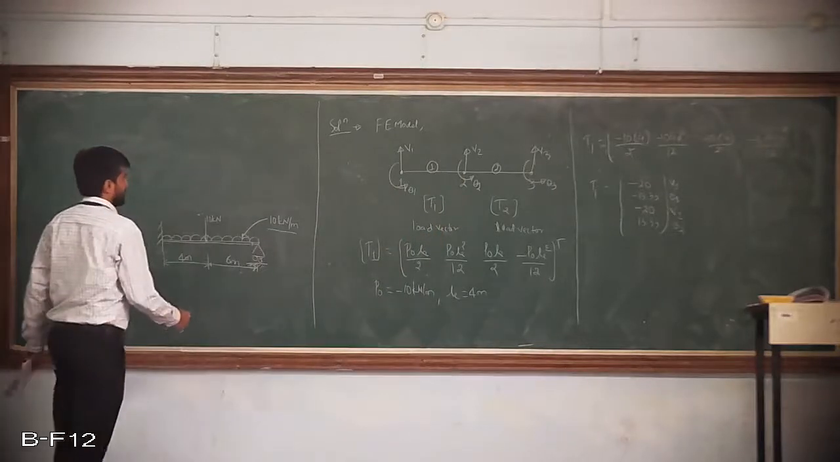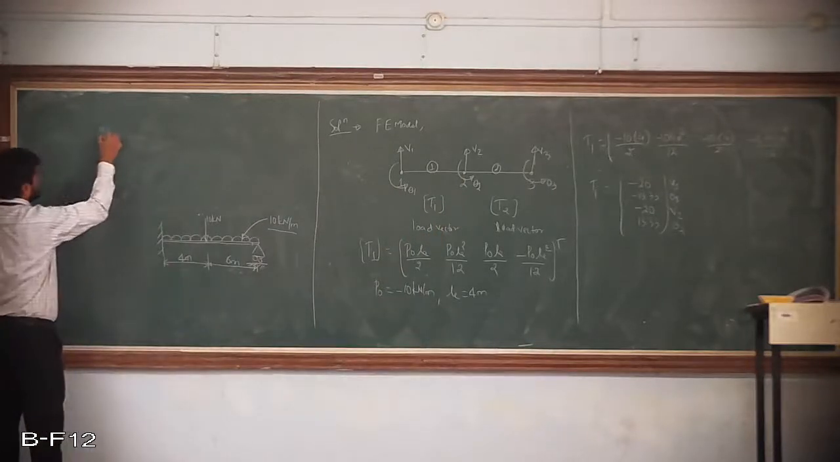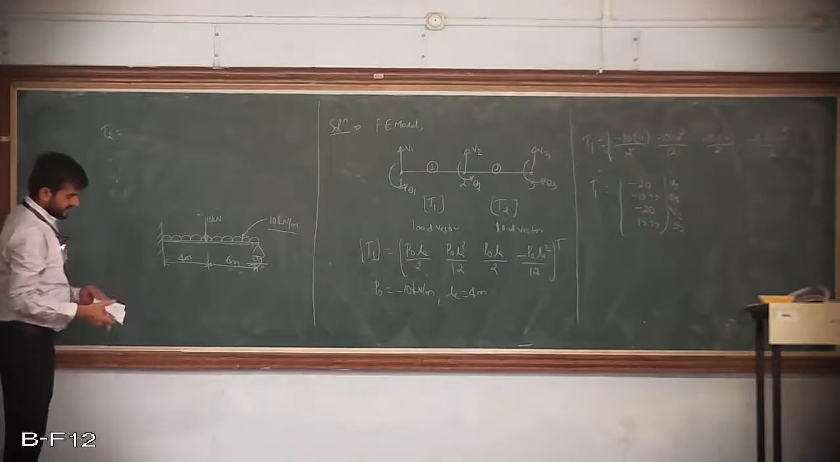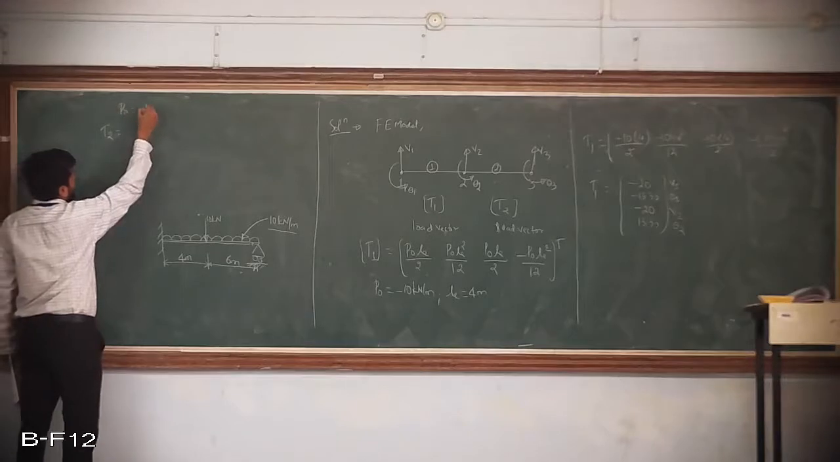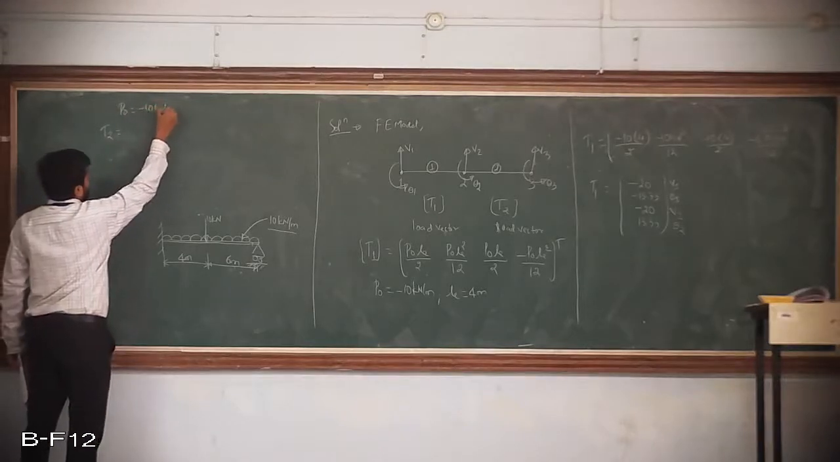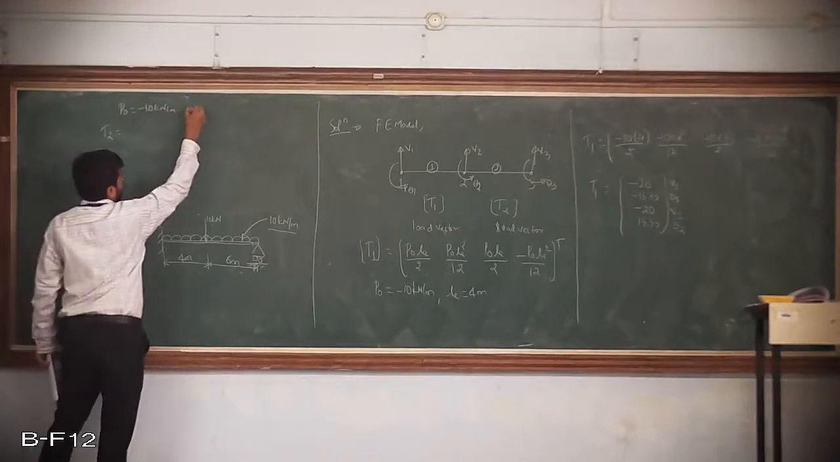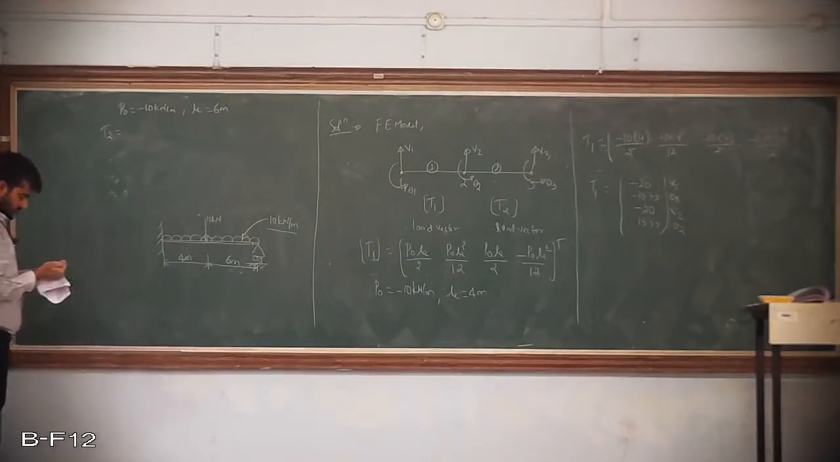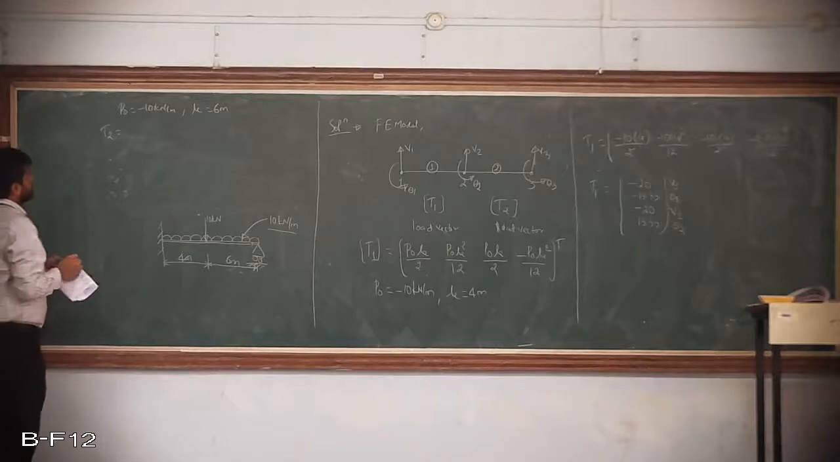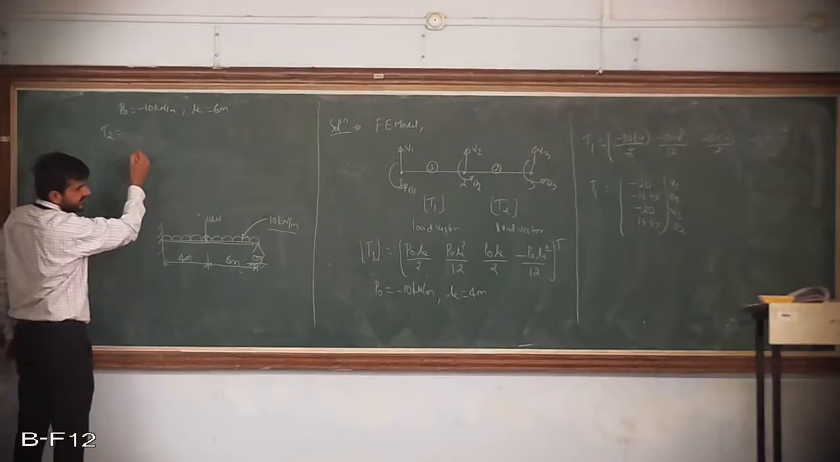Next we will find out T2. Again the formula remains the same, but I will just write down what P naught is here. P naught is again minus 10 kilonewton per meter. And what about LE? LE is different here, that is 6 meters. Now substitute and find the results.